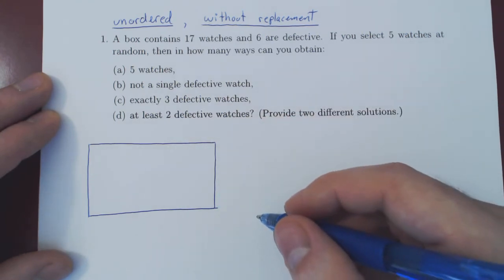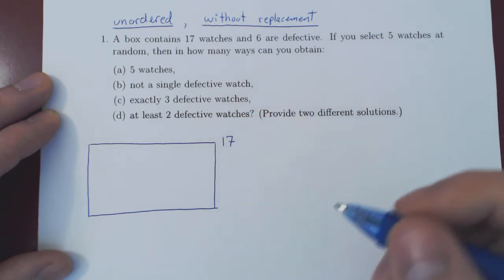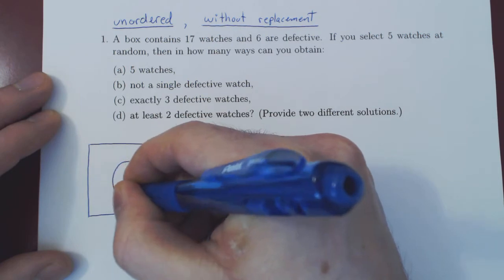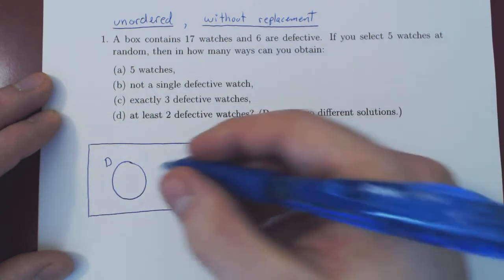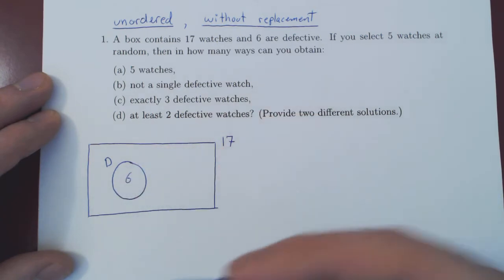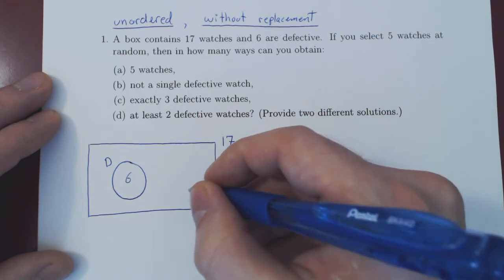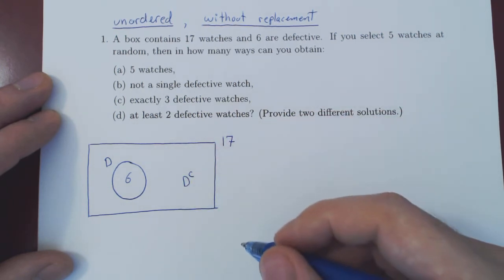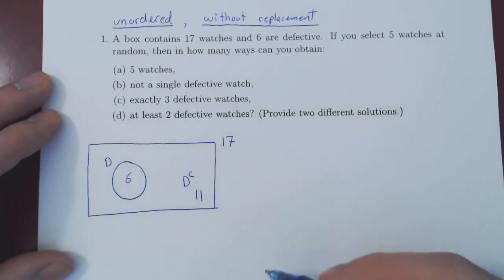So we have our total number of watches is 17. And they're split up into 2 types, defective and non-defective. I will use D for defective, and there are 6 defective watches. Of course, non-defective is the opposite of defective, which can be viewed as the complement of being defective. So D complement. And there are, of course, 11 of those. The total must be 17.